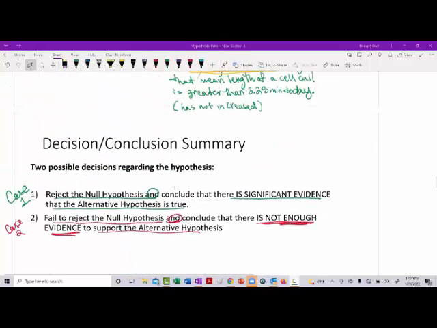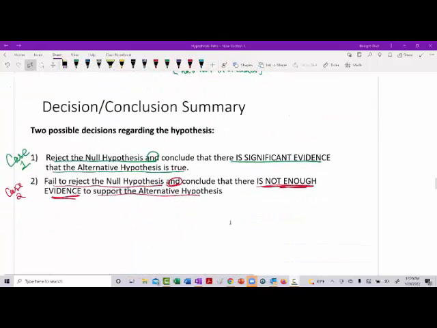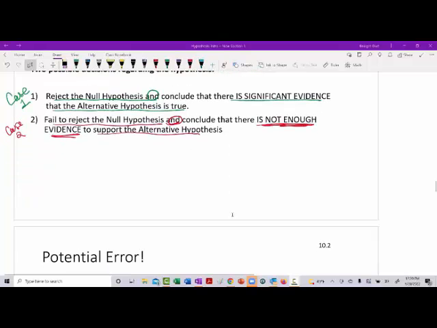Okay, so we've just outlined that there are two different decisions and conclusions. The end of a hypothesis test, right? The end to the question about the population ends one of two ways. Either we reject the null hypothesis and conclude that we have enough evidence for the alternative, or we fail to reject the null hypothesis and say there's not enough evidence for the alternative.